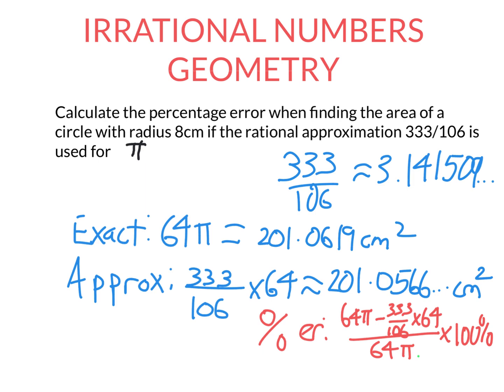So putting all this in our calculation, we get about 0.003%. So 333 over 106 was quite a good rational approximation for pi. When calculating the area in this question, we got very close.